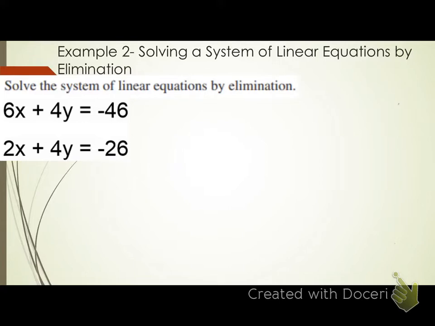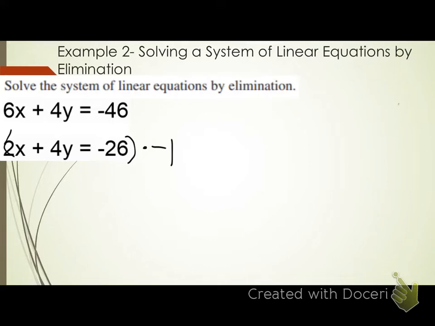Negative 1. Very good. Do I need to multiply the top or the bottom by negative 1? Bottom? Does it matter? No, it doesn't, because I just need the same number, opposite sign. It doesn't matter if the opposite sign's on the top or the bottom.